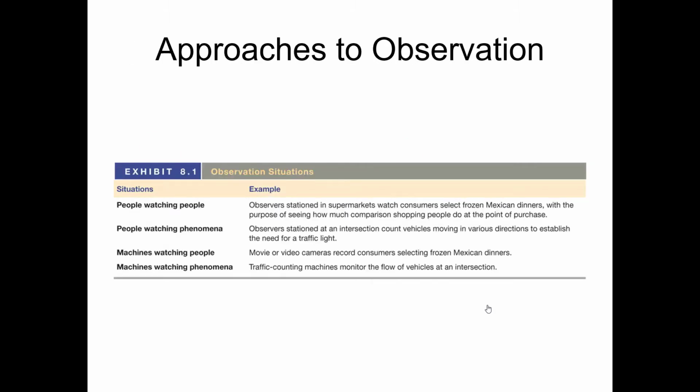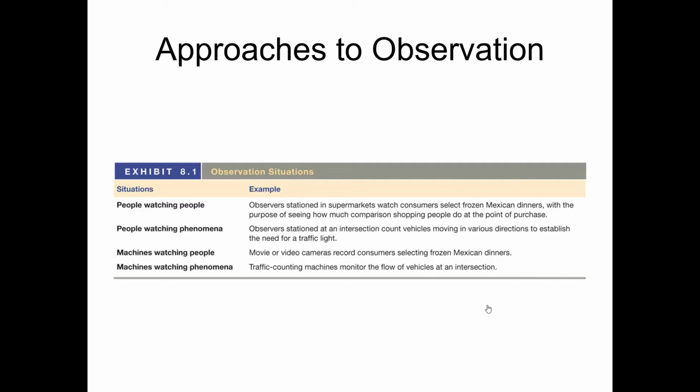So let's look at different approaches to observational research. Now, obviously, we have people versus machine, right? People watching people, people watching phenomenon. Machine watching people, machine watching phenomenon. Well, people watching people is obviously very simple, right? In the example I gave you about cereal shopping, we observe people buying cereal products. And also we can say, well, we observe people watching phenomenon.